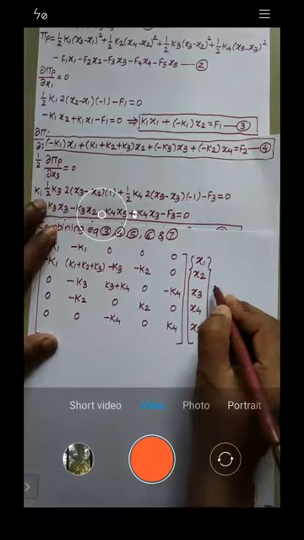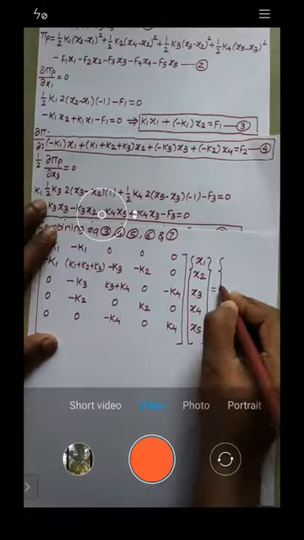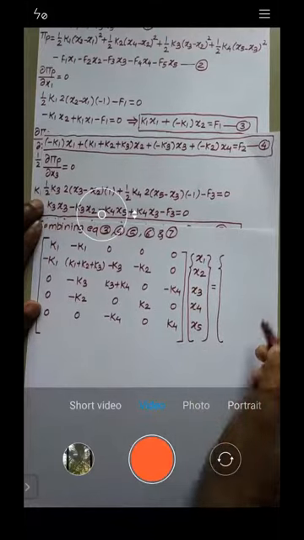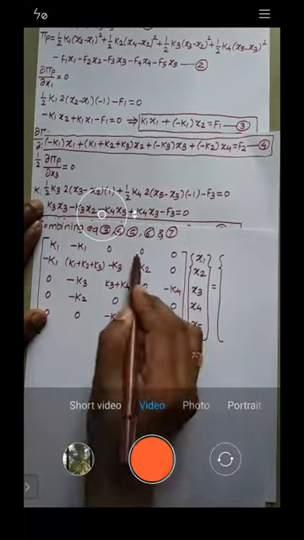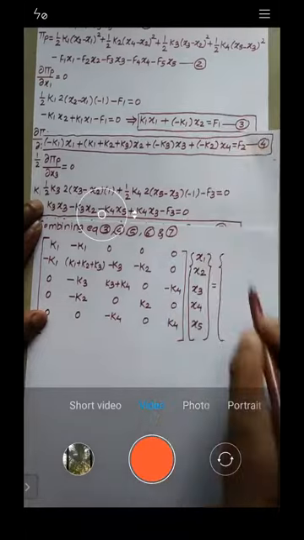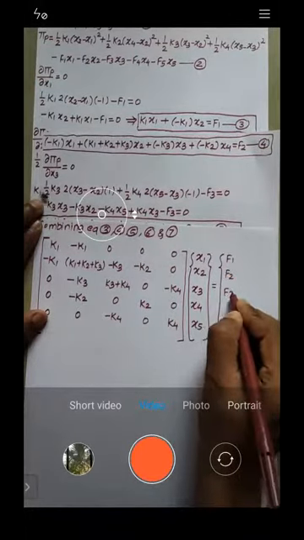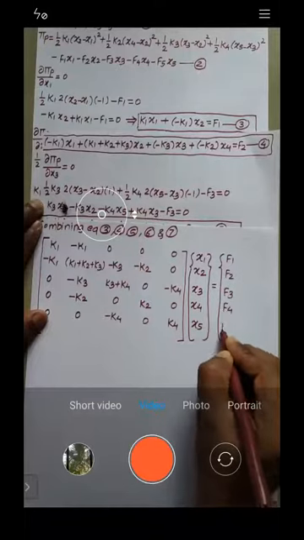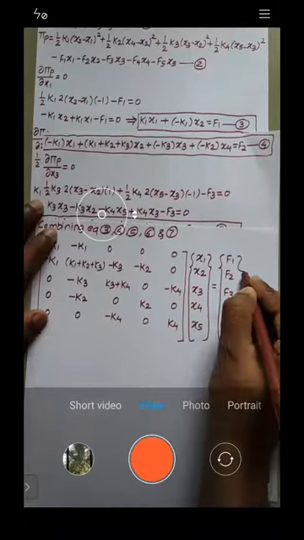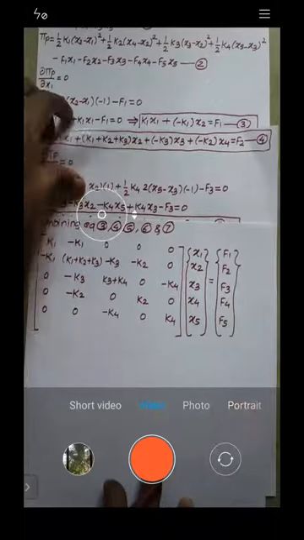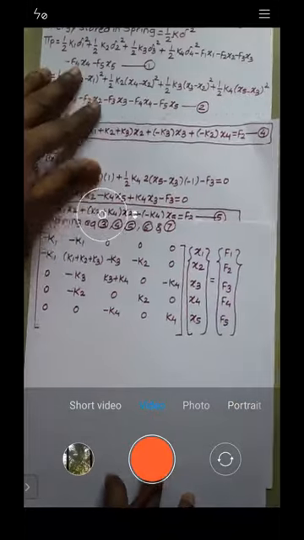Yes or no? Let me know. So this is equal to what do you want? See, this row into this column will give you what? F1, right? So this is F1, this is F2, this is F3, this is F4, and this is F5. Is it okay with this one? Let me know.